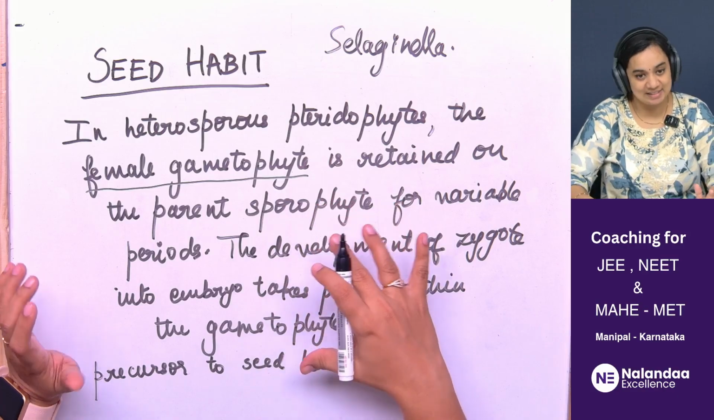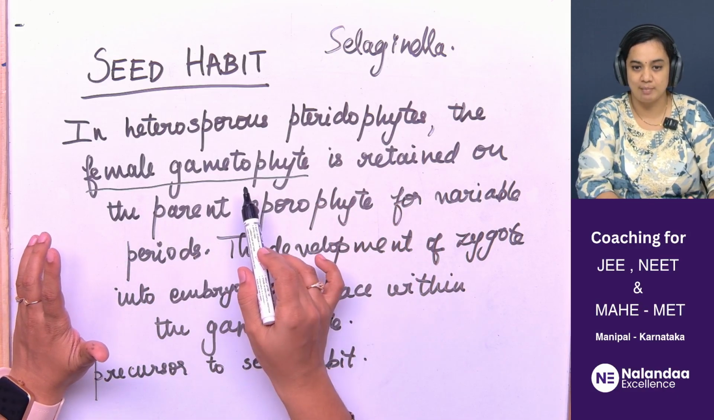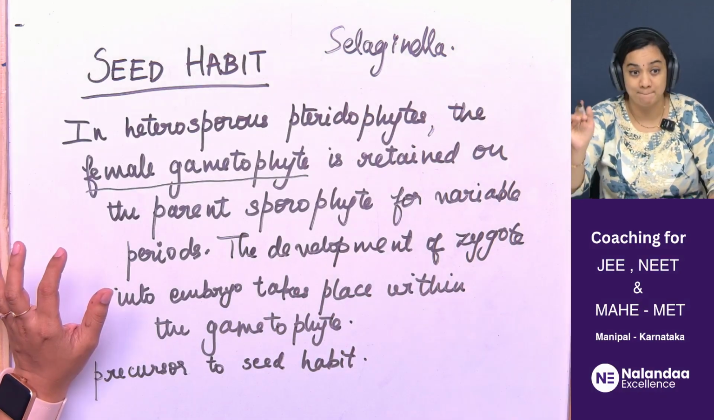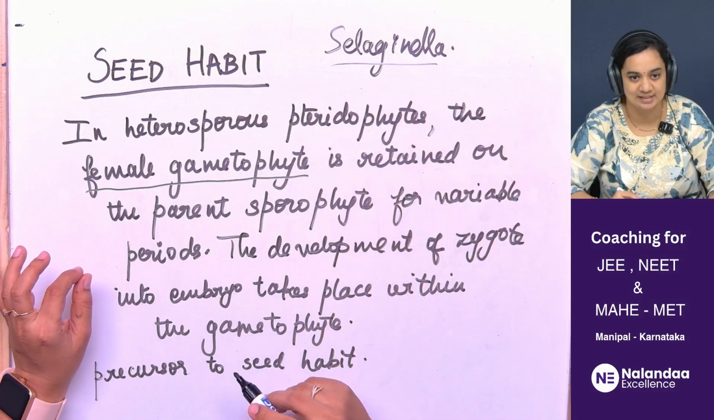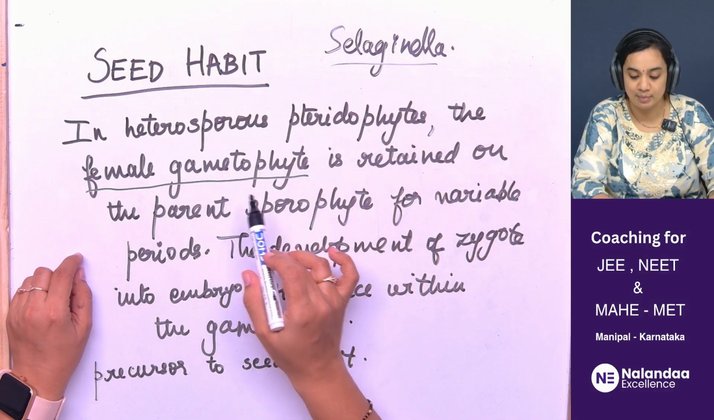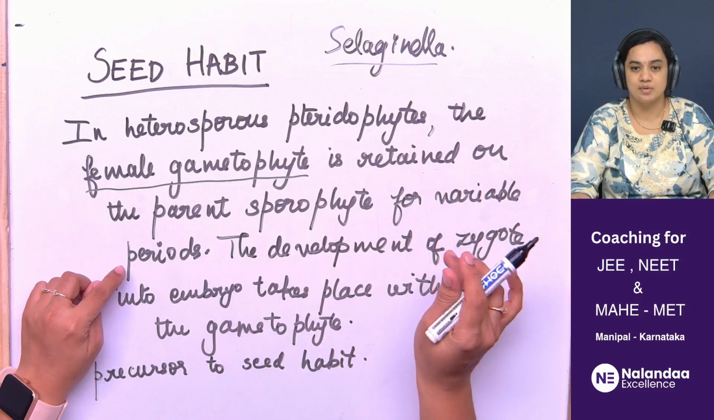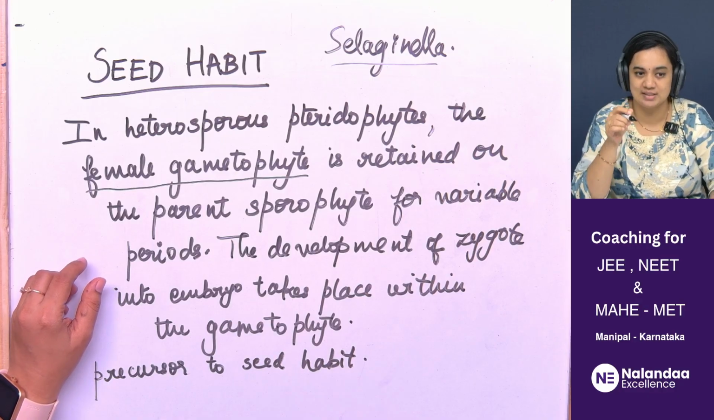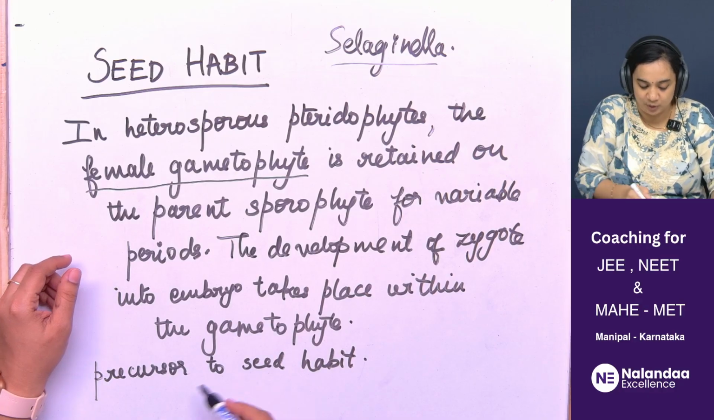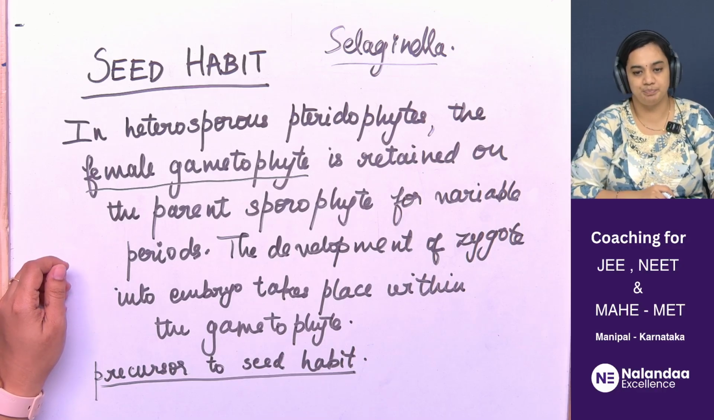But in pteridophytes, the female gametophyte leaves the sporophyte, correct? But in case of heterosporous pteridophytes like Selaginella and Salvinia, the female gametophyte is retained on the parent sporophyte for variable periods. For some time, it gets retained, which means this is the first step towards the evolution of a seeded plant. So that means retention.